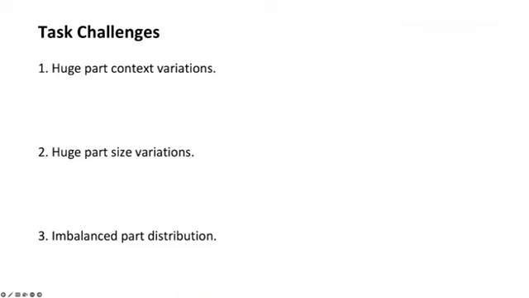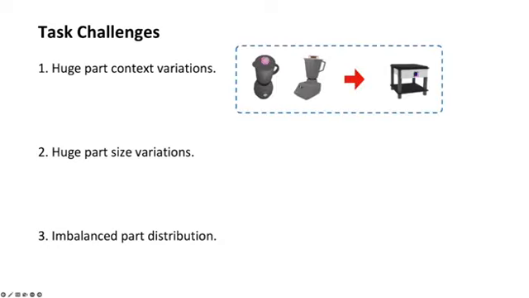Our tasks are challenging due to the following reasons. First, the context of a part class can vary significantly across different object categories. For example, in the coffee machine category, round handles usually sit on the top of lids, whereas for the table category, they often stand on the front face of the drawers.